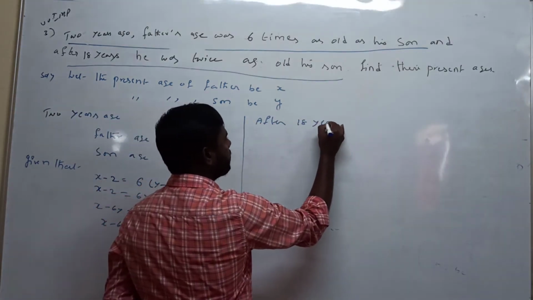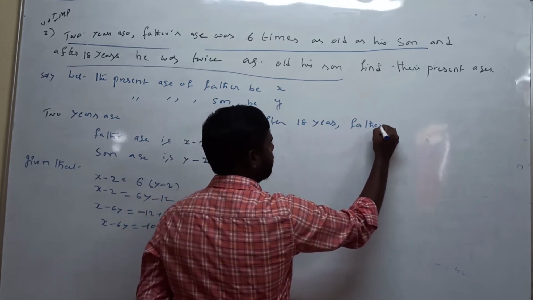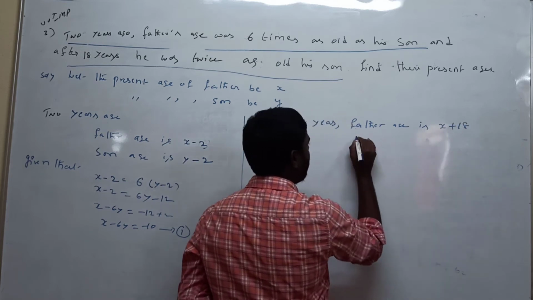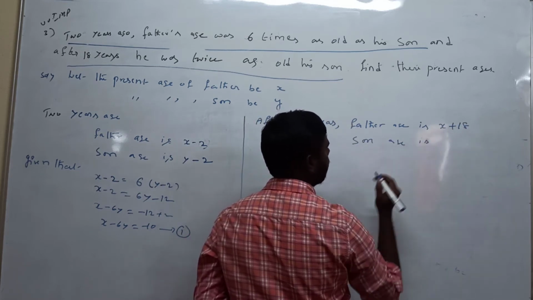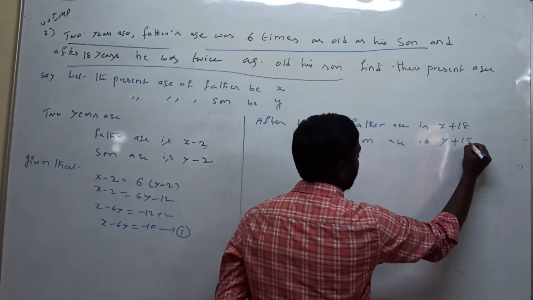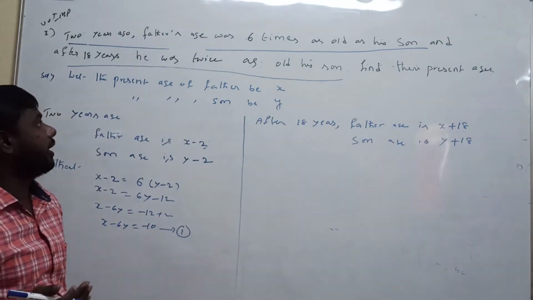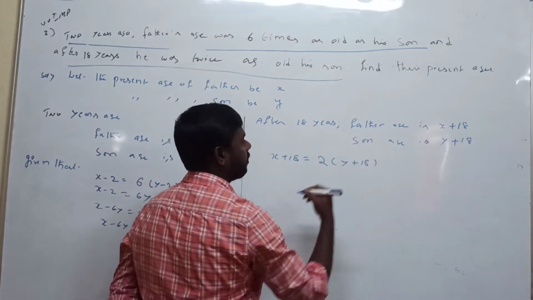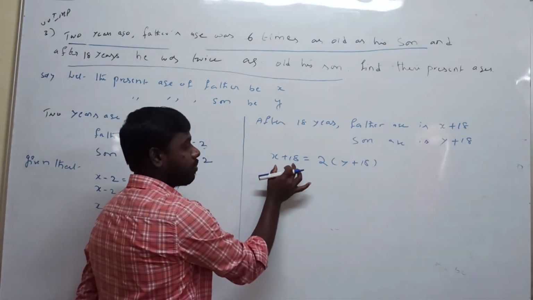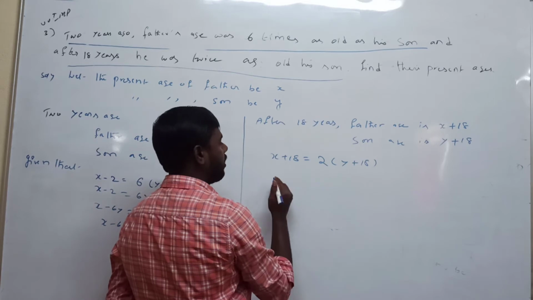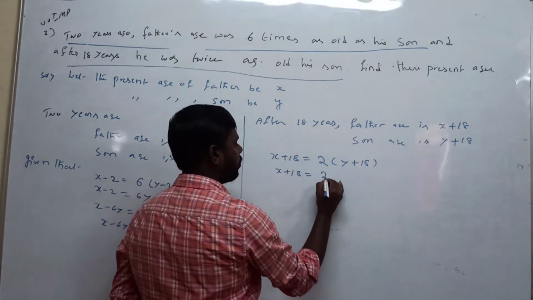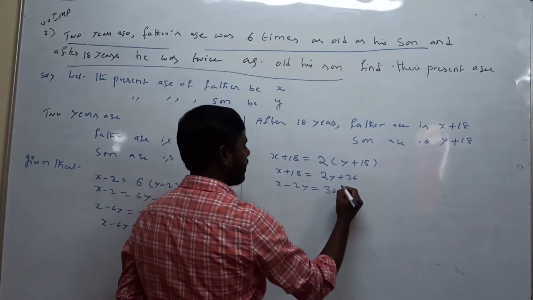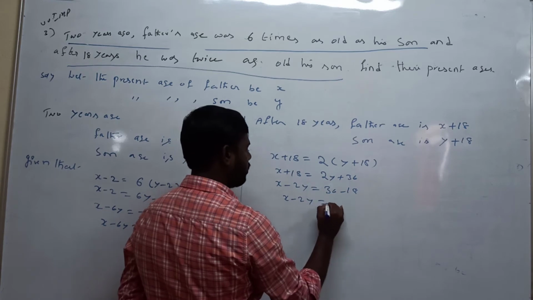Same like after 18 years. After 18 years, what is the father's age? Present father's age is x, so after 18 years it is x plus 18. Present son's age is y, so after 18 years the son's age is y plus 18. After 18 years the father's age is twice the son's age: x plus 18 is equal to 2y plus 36. Simplifying, x minus 2y is equal to 18.